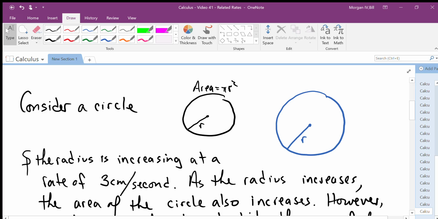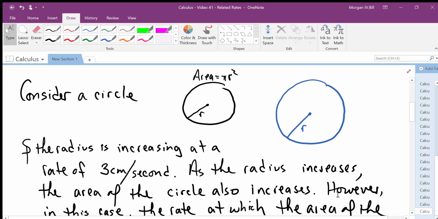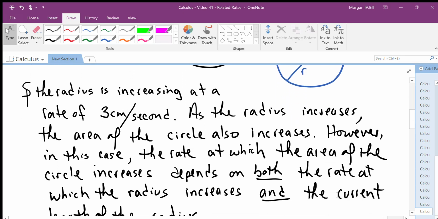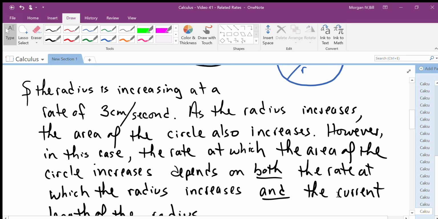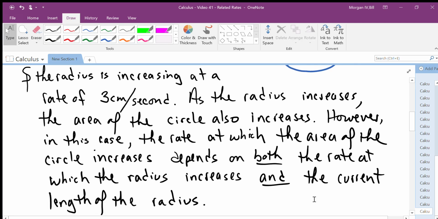However, in this case, the rate at which the area of the circle increases, the speed at which the area increases, not only depends on the rate that the radius increases, it also depends on the current length of the radius. So I'm going to say that again. The rate at which the area of the circle increases depends on both the rate at which the radius increases and the current length of the radius.